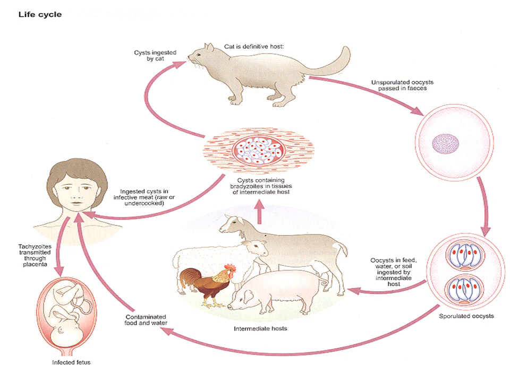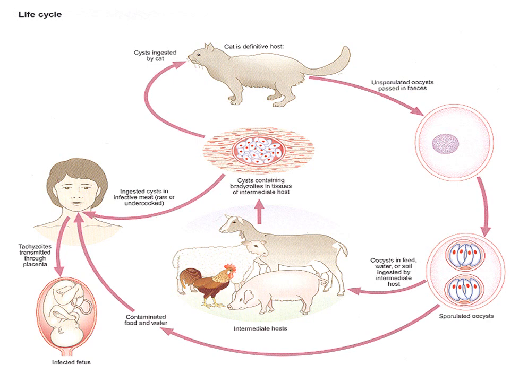feces containing oocysts. Then the oocysts convert to cysts containing bradyzoites in the tissue of the intermediate host, and the infection is transmitted to humans when they ingest cysts in infective meat, raw or undercooked meat of the intermediate host. Also, a pregnant woman can transfer the infection to her baby when tachyzoites are transmitted through the placenta and infect the baby.